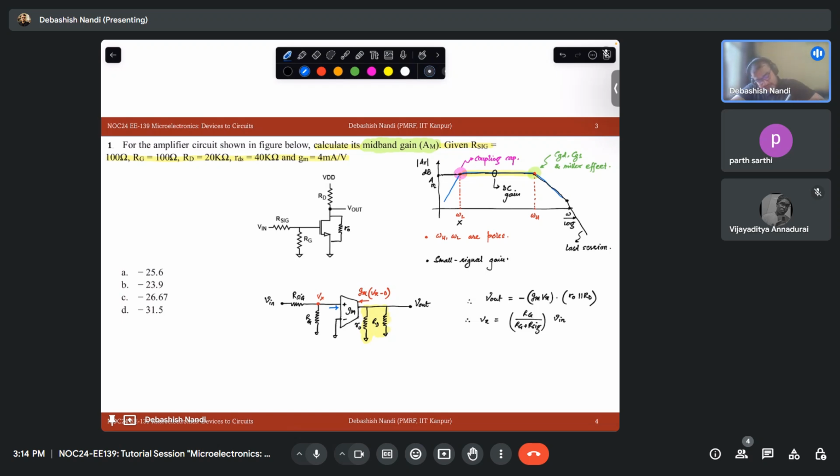So by the way, what is this terminal? This terminal is your gate and this terminal is your source, right? So what is the current going into that terminal? 0. So if there is no current, then I can simply remove this. So now can you tell me what is Vx in terms of V in?